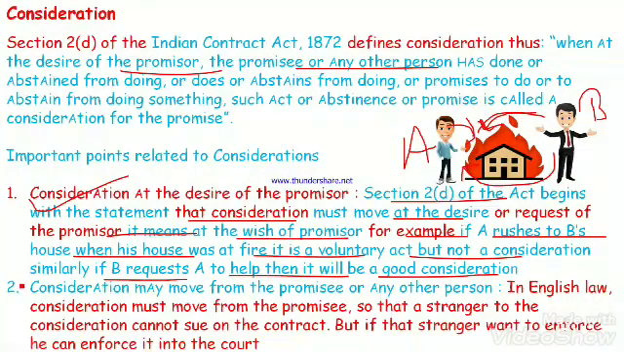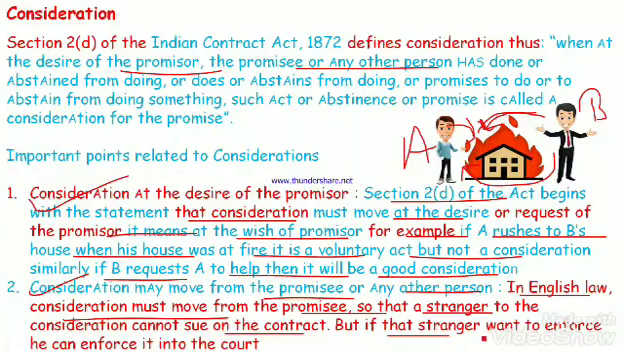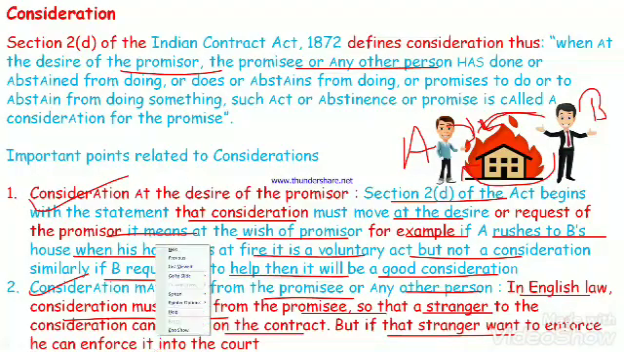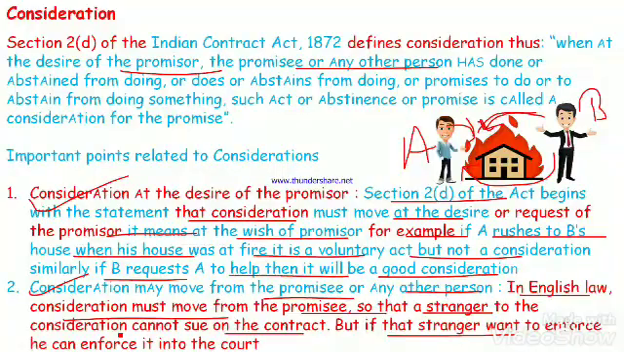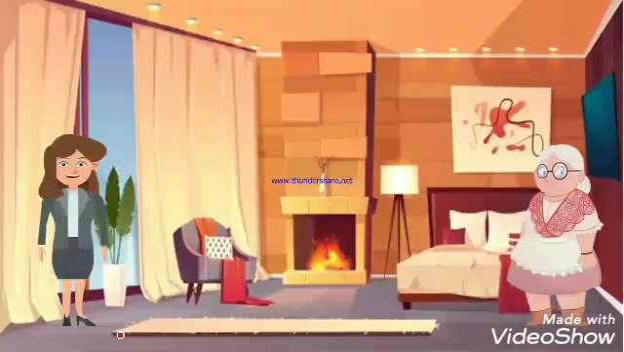Okay, so now let's talk about consideration may move from the promisee or any other person. In English law, consideration must move from the promisee, so that a stranger to the consideration cannot sue on the contract. But in Indian law, if the stranger wants to enforce, he can enforce. It basically means that consideration may move from person to person. For example, your father pays your coaching fees, so consideration is moving from person to person. But if that stranger wants to enforce it in court, it will be called consideration moved from the promisee or any other person. When I take the example, you will understand that.